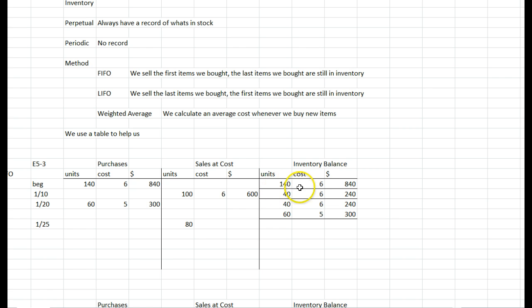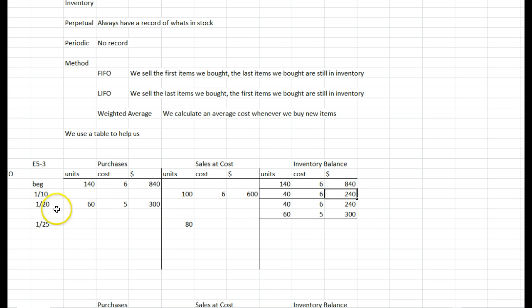So we've got 140 units, cost $6. We've got $840 invested. So that's where we are on January 1st. Then on the 10th, we sold 100 units, and because our previous cost was $6, we're going to say that's what those units cost us. So that's 100 times 6, $600 cost of goods sold. What we have left, we had 140 units, less the 100 we sold, so we've got 40 units left. It cost us $6. We've got $240 left in inventory.